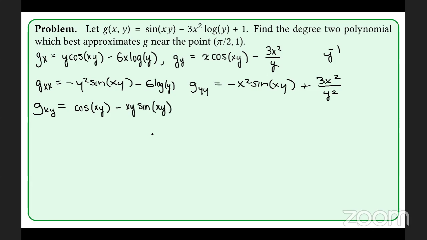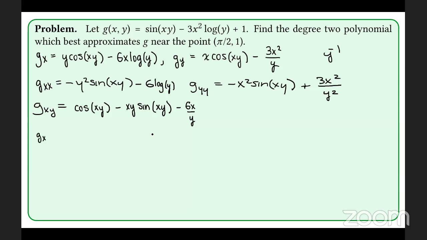So that's using product rule. And then minus 6x log y. So we're taking the derivative with respect to y. We have minus 6x over y. Okay, so now we just plug in pi over 2 and 1 into all these guys.